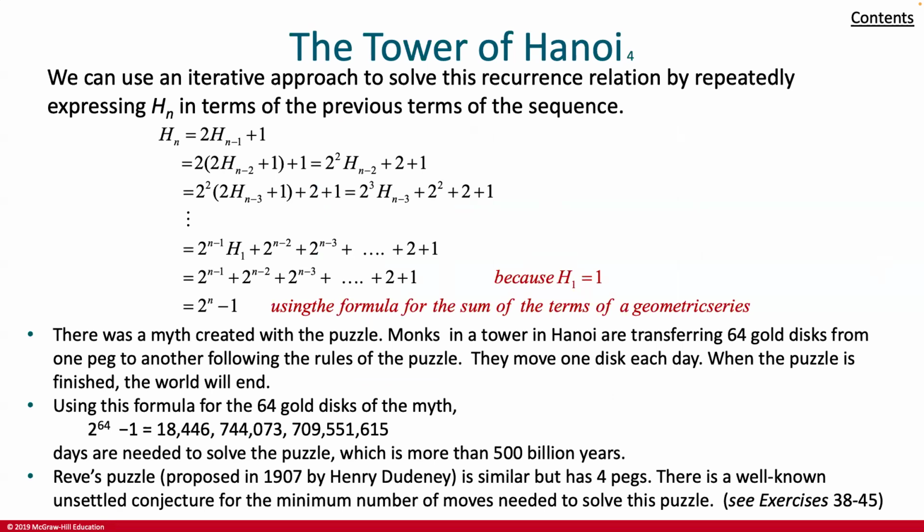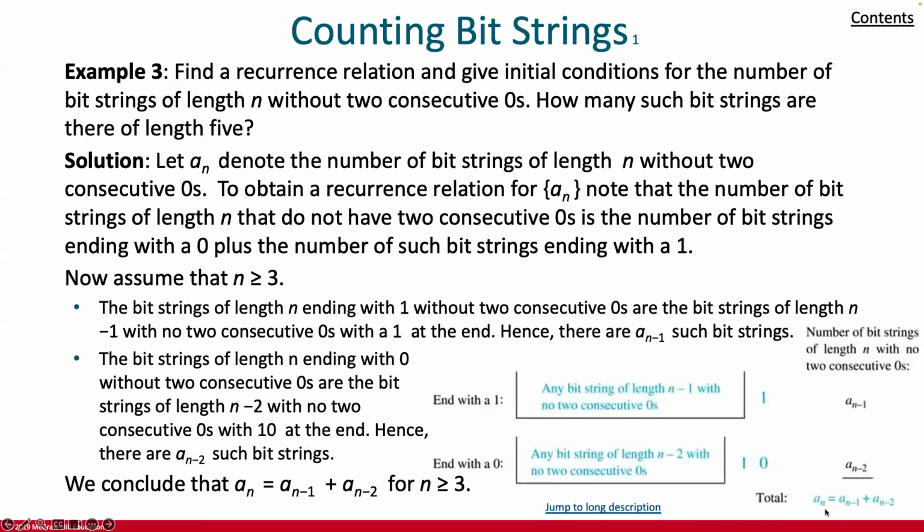And there's also another one that's related to this Tower of Hanoi, where they had 4 pegs. And so this was proposed back in 1907. And you can see some of the exercises in Rosen for this part of the textbook to get some more context for that. Okay, that's a second illustration. Here's the third. And so now we can be thinking about counting bit strings.